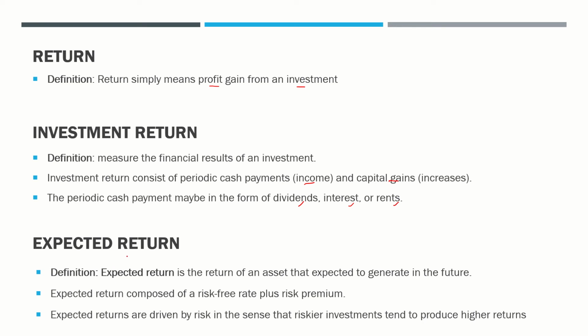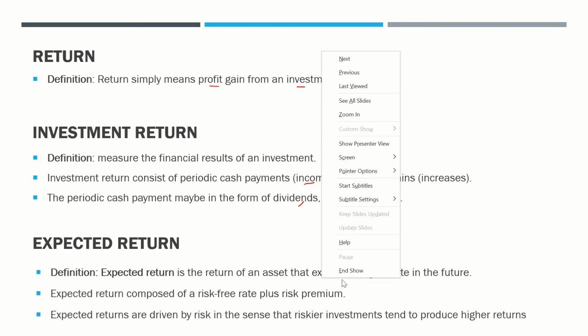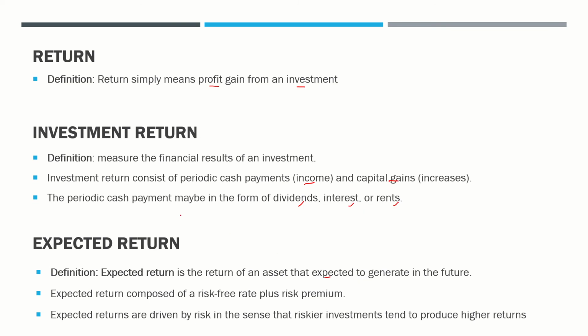So expected return, what is expected return? Expected return is the return of an asset that is expected to be generated in the future. Apa yang kita expect return tu akan jadi pada masa akan datang. Maksudnya hari ini kita anticipate berapa pulangan yang kita akan dapat pada masa hadapan nanti. Okay, expected return composed of risk free rate plus risk premium. So dia ada consist dua lah, expected return ni.